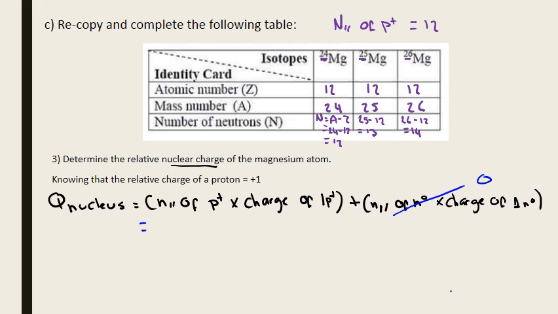Now we know that the number of protons is 12 times the charge of 1 proton, which is given to us as plus 1, so it's 12 times plus 1 in brackets, so that equals plus 12. So the nuclear charge of the magnesium atom is plus 12.